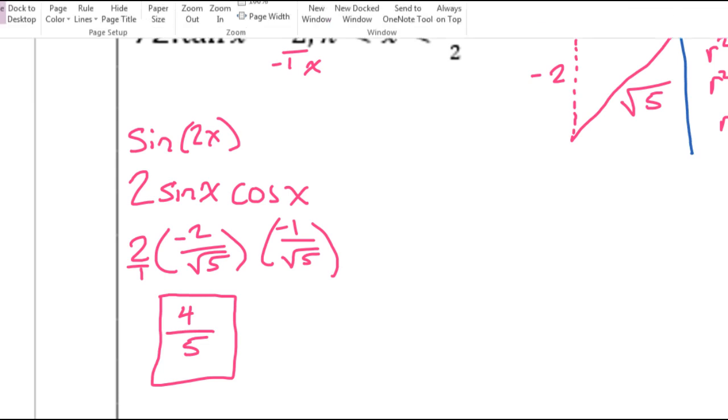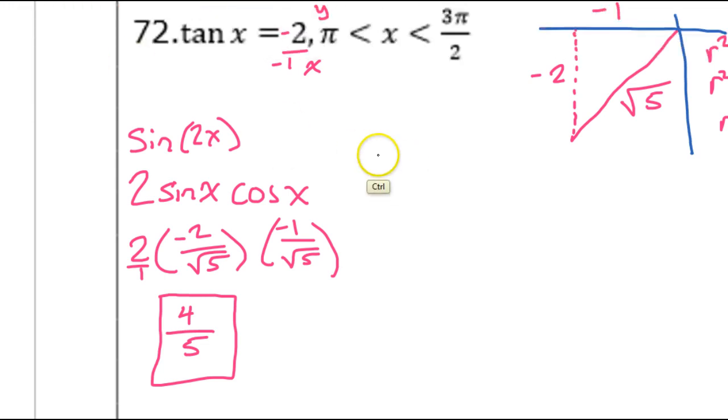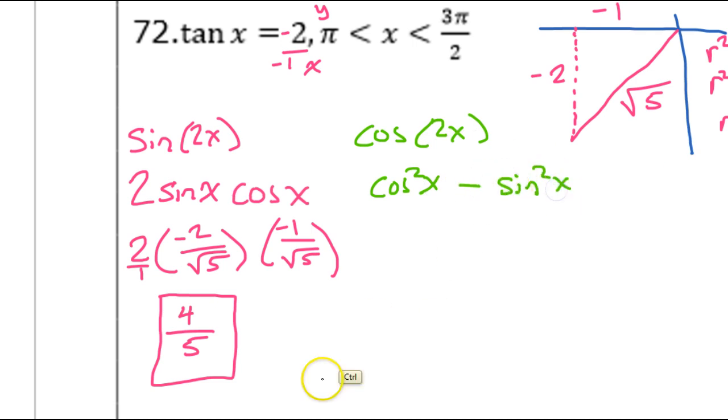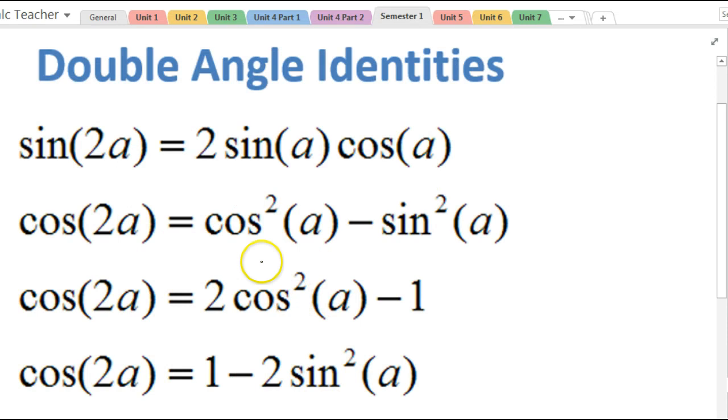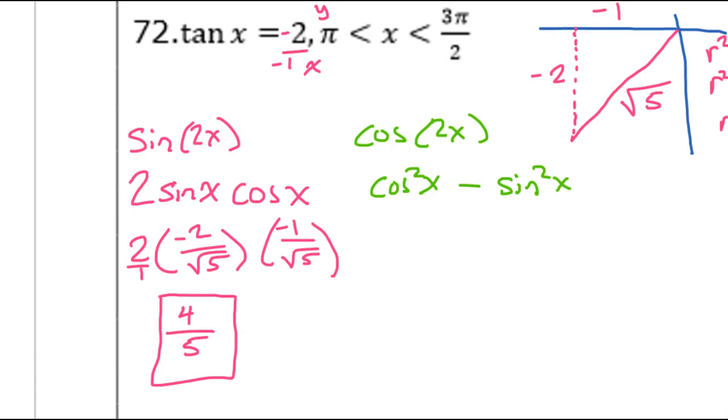All right, now let's go ahead and find the cosine of 2x. All right, really using the same strategies. Now the cosine of 2x is going to be cosine squared x minus sine squared x. All right, this is one of 3 identities, cosine squared minus sine squared. I could have used one of these other 2. It doesn't matter for this type of problem.